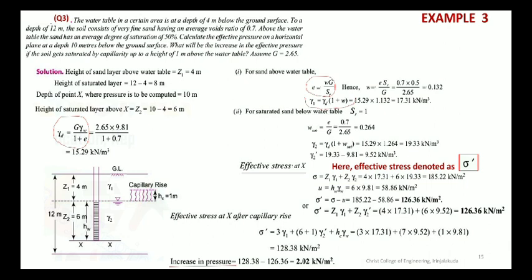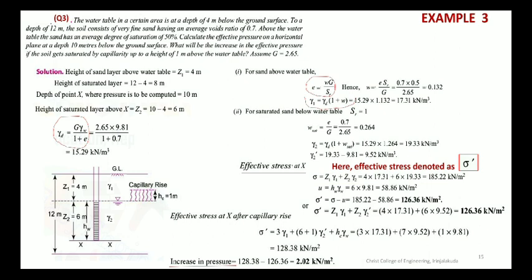So total stress sigma is equal to, what is the first layer? 4 meter and the unit weight is gamma 1. So then the second layer is for a depth of 6 meters and the unit weight is gamma 2. So what is the total stress at XX? It is 4 into gamma 1 plus 6 into gamma 2. So 4 into 17.31 plus 6 into 19.33 and you got 185.22 kilonewton per meter square is the total stress.